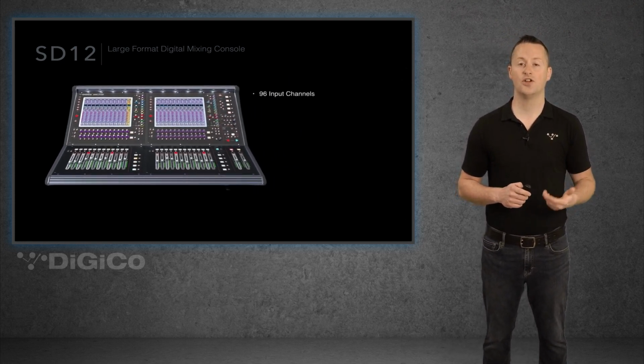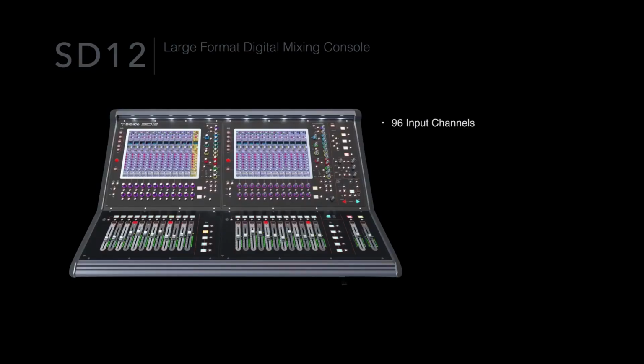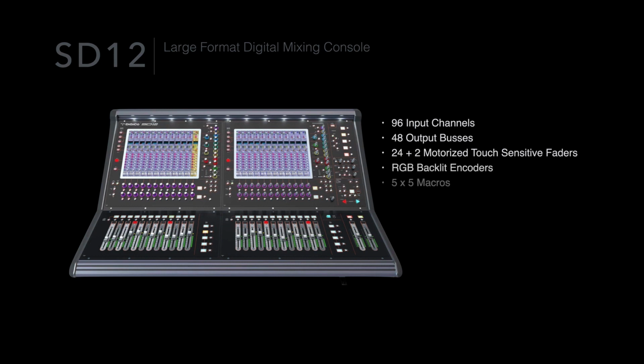The SD12 is a large format mixing console. It's 96 inputs. It has 48 output buses, 24x2 motorized touch-sensitive faders, RGB backlit encoders, as we mentioned before, and then 5x5 macros. What that means is there are physical buttons for our macros this time with LCD scribble strips, but that means we have 5 banks of 5, so a total of 25 macros. Remember, those can do anything from save your session, tap tempo, update a snapshot, or mute specific inputs if you need them.